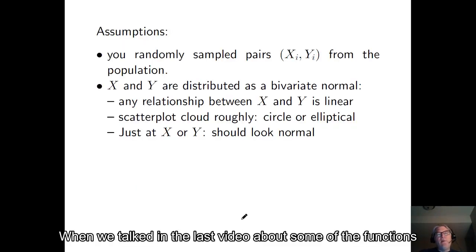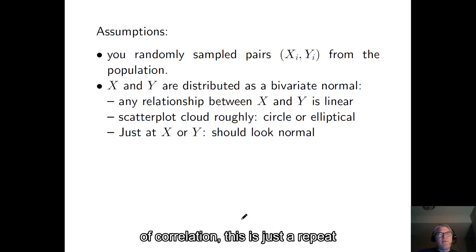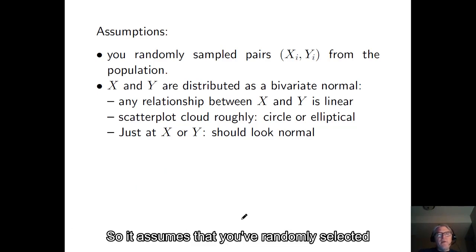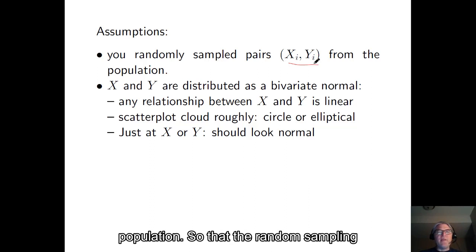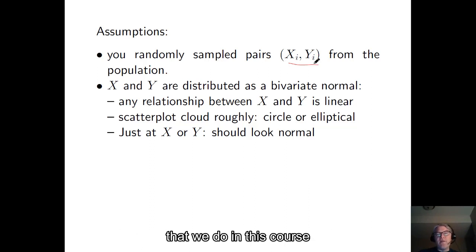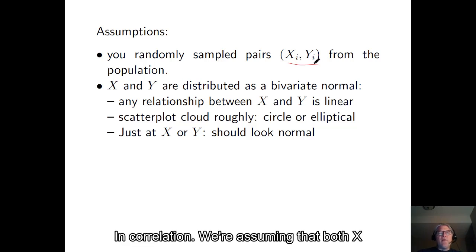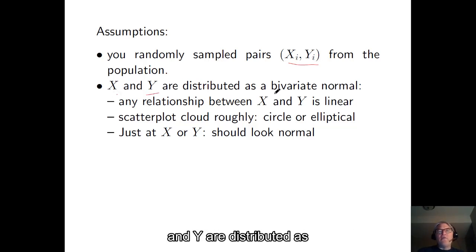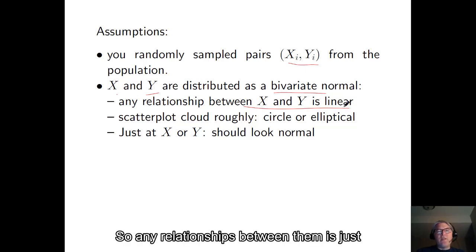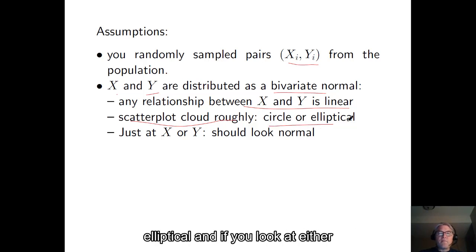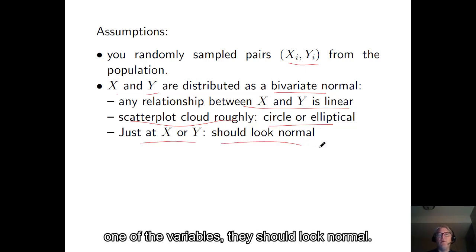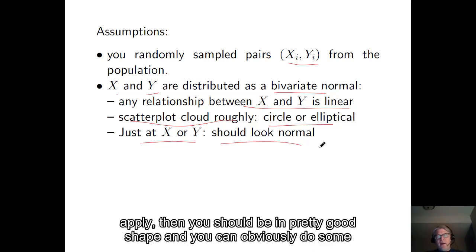Remember, we talked in the last video about some assumptions of correlation. This is just a repeat slide from that video. So it assumes that you've randomly selected pairs of points from a population. So the random sampling assumption, that's an assumption of pretty much all the tests that we do in this course. And specifically in correlation, we're assuming that both x and y are distributed as a bivariate normal distribution. So any relationship between them is just a linear relationship, not any kind of curve or anything complicated. The scatter plot should look roughly like a cloud, circular or elliptical. And if you look at either one of the variables, they should look normal. So if all three of those conditions apply, then you should be in pretty good shape.